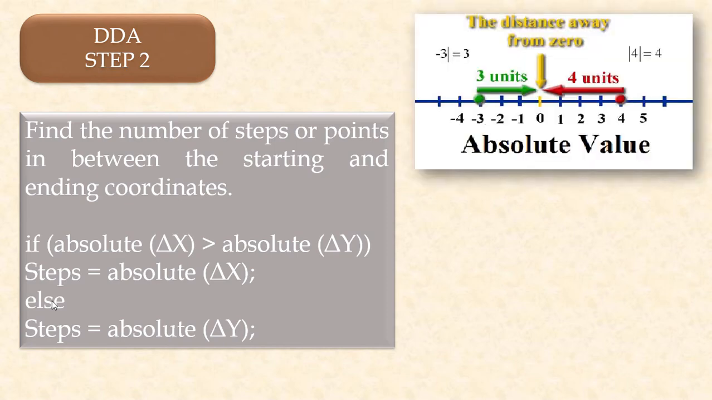After that, what is an absolute value? The absolute value is nothing but the distance away from 0. If we have minus 3, it will have an absolute value of 3 units. If it has the value 4, the absolute value of the differential of that particular coordinate value will be 4.